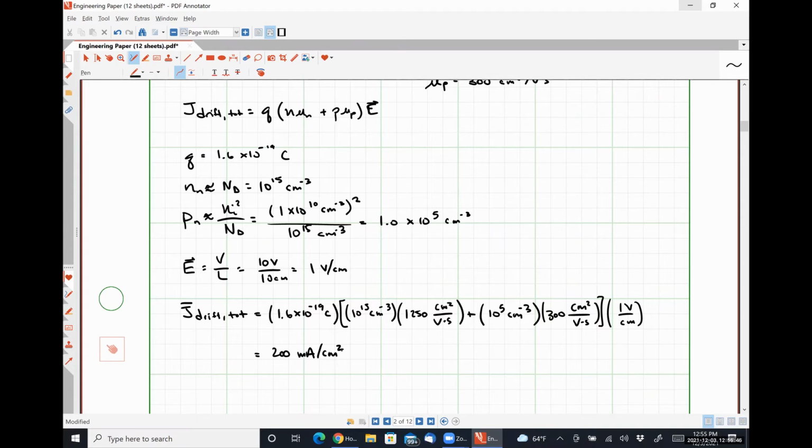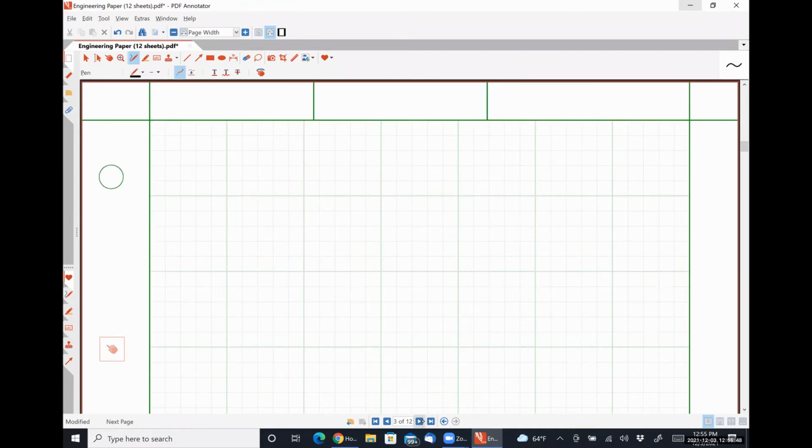So now let's talk about diffusion, all right? Anybody know what diffusion is in general?